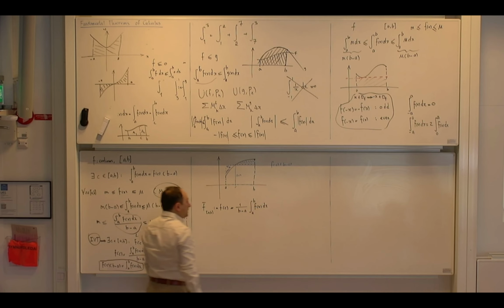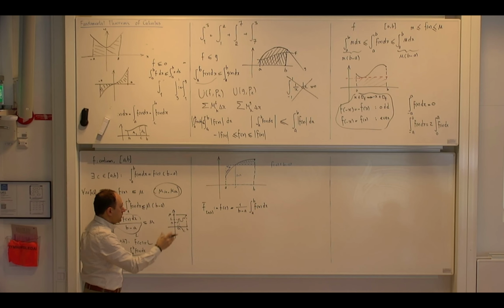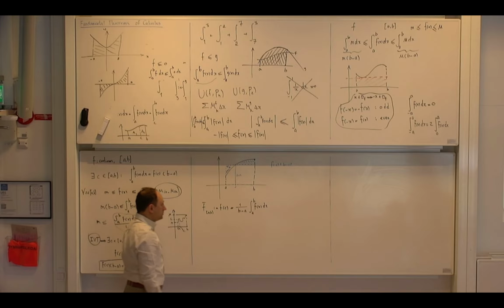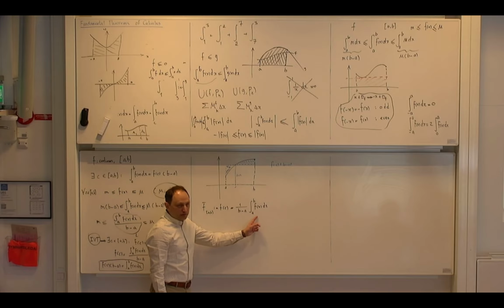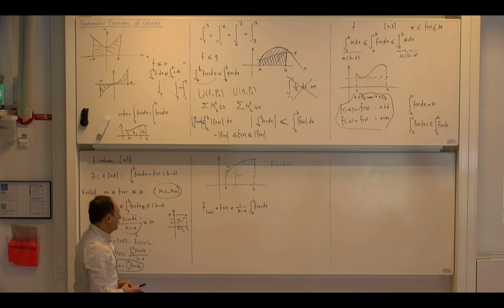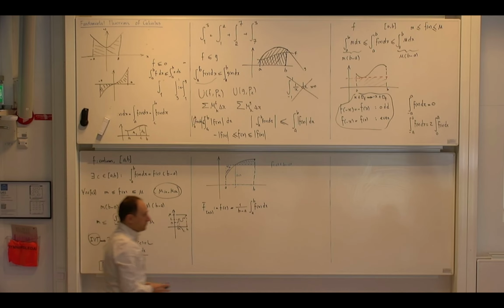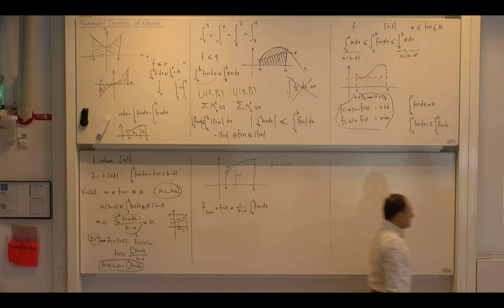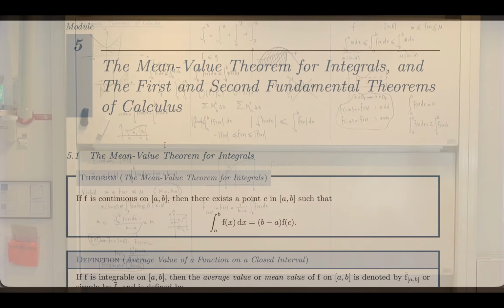So if I give you a continuous function and I give you a closed interval and I ask you to find the average of my function on that interval, what you do is simply integrate it from a to b and then divide it by the length of the interval. So that's called the average. This is the definition of the average. Any questions? Okay. So now let us go to the first fundamental theorem of calculus.